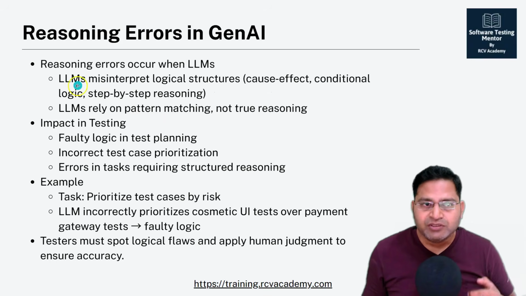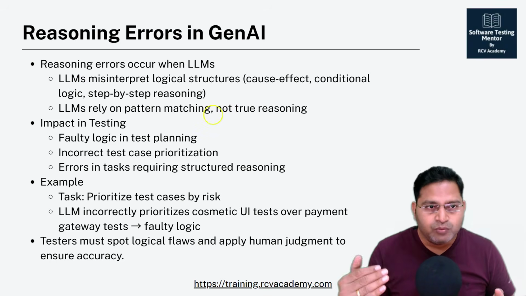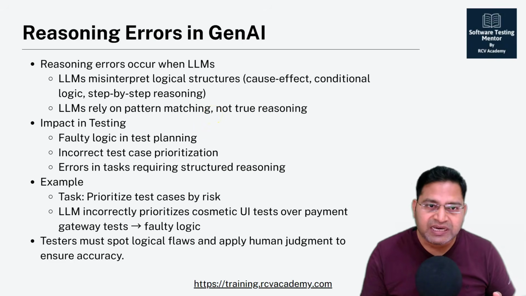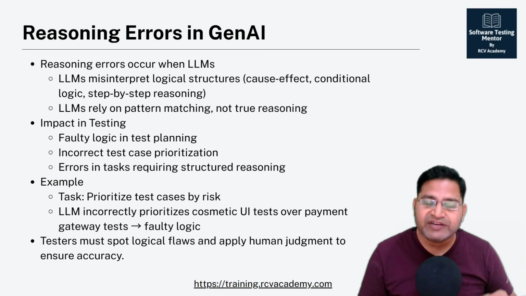Then the reasoning errors. Reasoning errors occur when there is a logical error or misinterpretation of logical structures, for example, cause and effect, conditional logic, or step-by-step reasoning. Why does this happen? Because LLMs might rely on pattern matching and not true reasoning. That's a very common reason why reasoning errors occur: the LLM mostly goes ahead with pattern matching and suggests answers, rather than doing true reasoning.